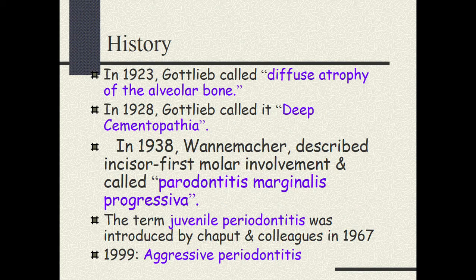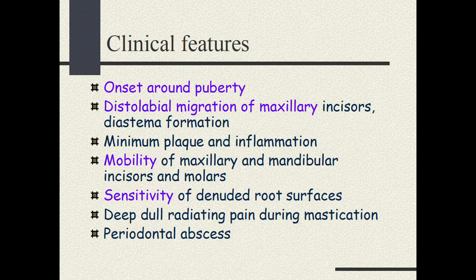Now coming on to the history. In 1923, it was named diffuse atrophy of alveolar bone. In 1928, it was named as deep cementopathia. In 1938, renamed as periodontitis marginalis progressiva, and in 1967 it was renamed as juvenile periodontitis, but the recent terminology, that was given in 1999, is aggressive periodontitis.